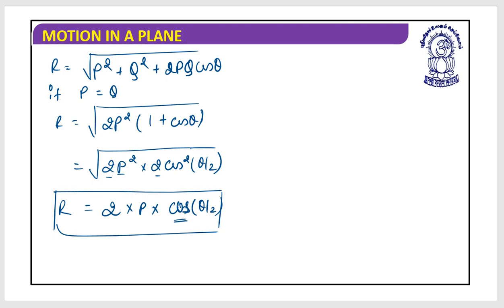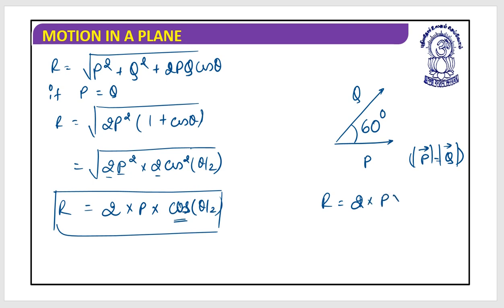Is it clear? Yes. So it would look something like this. Let's say suppose this is the first vector p, this is another vector q, and they are having an angle of 60, and I know that the magnitude of p is equal to the magnitude of q. Then I can have this value R is equal to 2 multiplied by p multiplied by cos of 60 by 2. So this would be equal to 2 into p into cos of 30 degrees, and then it would be root 3 by 2, and you can solve this.